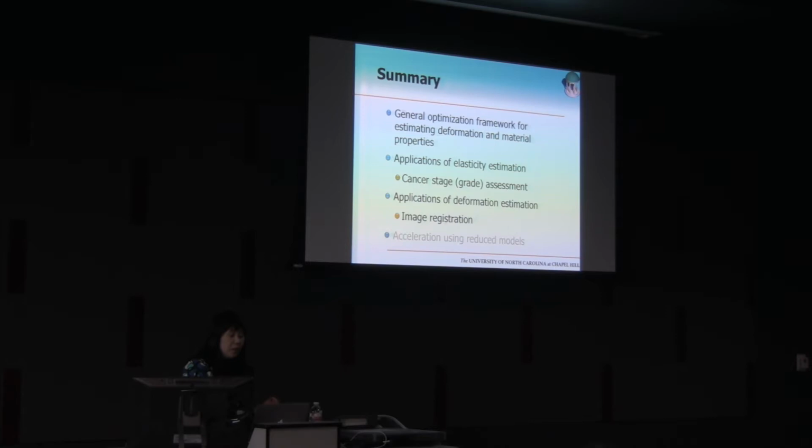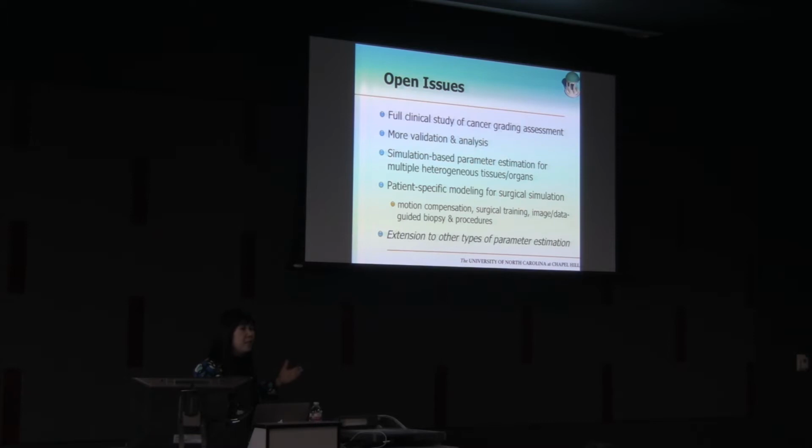Now, the open issue is we want to do a large scale clinical study because we want to see this going out there to be used. And we certainly need to perform more validations, as well as extending more on this idea of estimating simultaneously multiple regions of different tissue property at the same time.